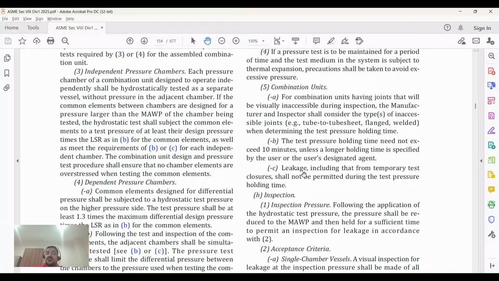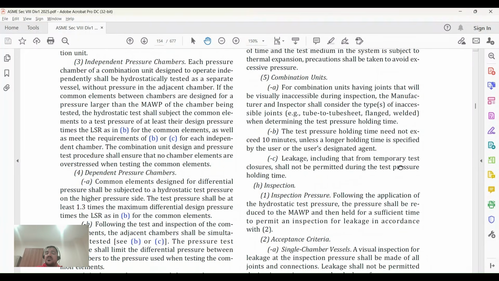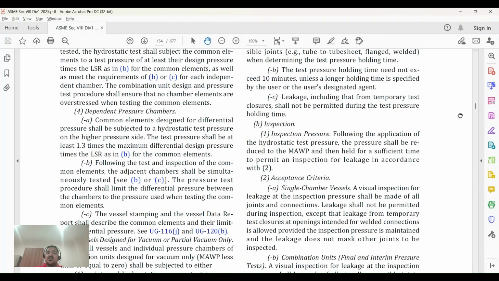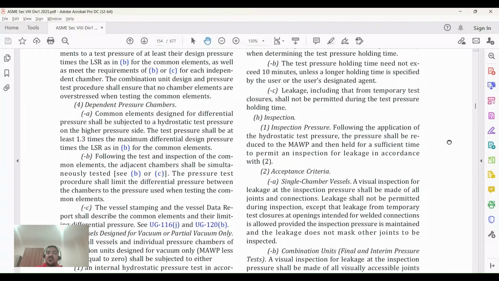Leakage, including that from temporary test closure, shall not be permitted during the test pressure holding time.